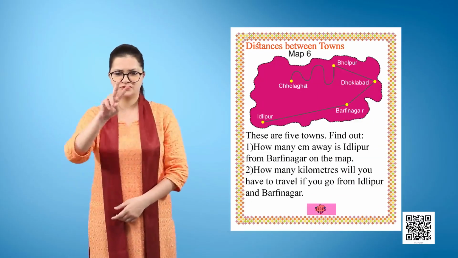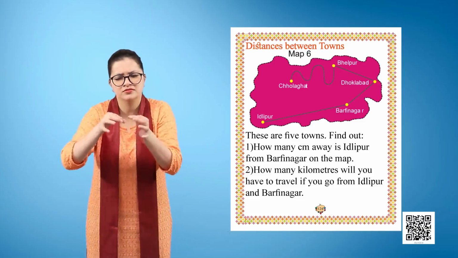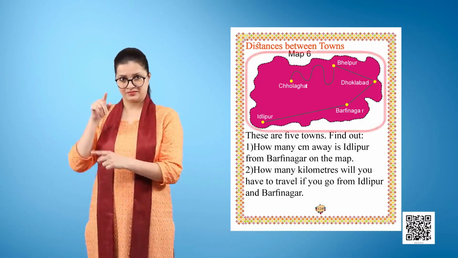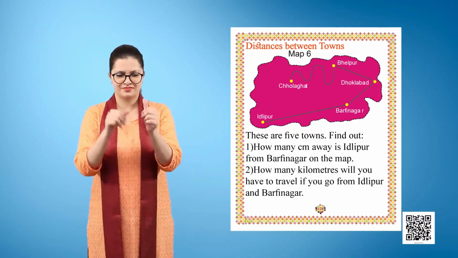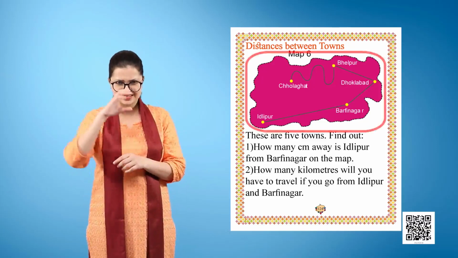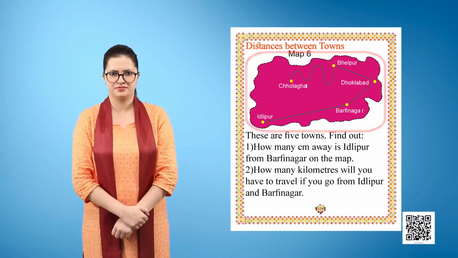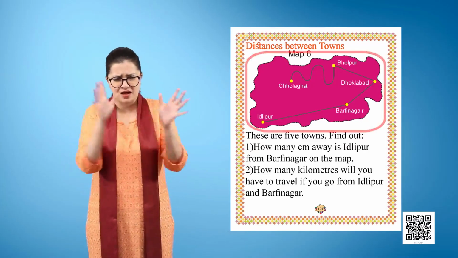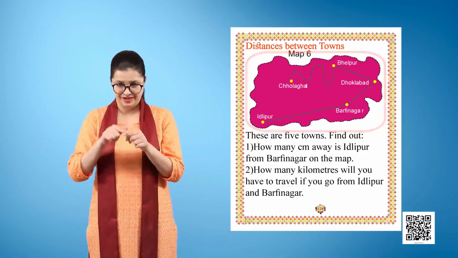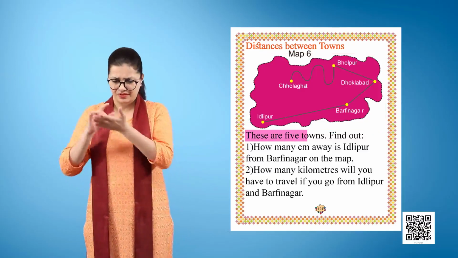Page 124. Distances between towns. On the right side, observe Map 6. The scale of the map is 1 centimeter on the paper is equal to 10 kilometers. We have many places connected through different lines and curves. The places are marked in yellow dots. These are 5 towns.